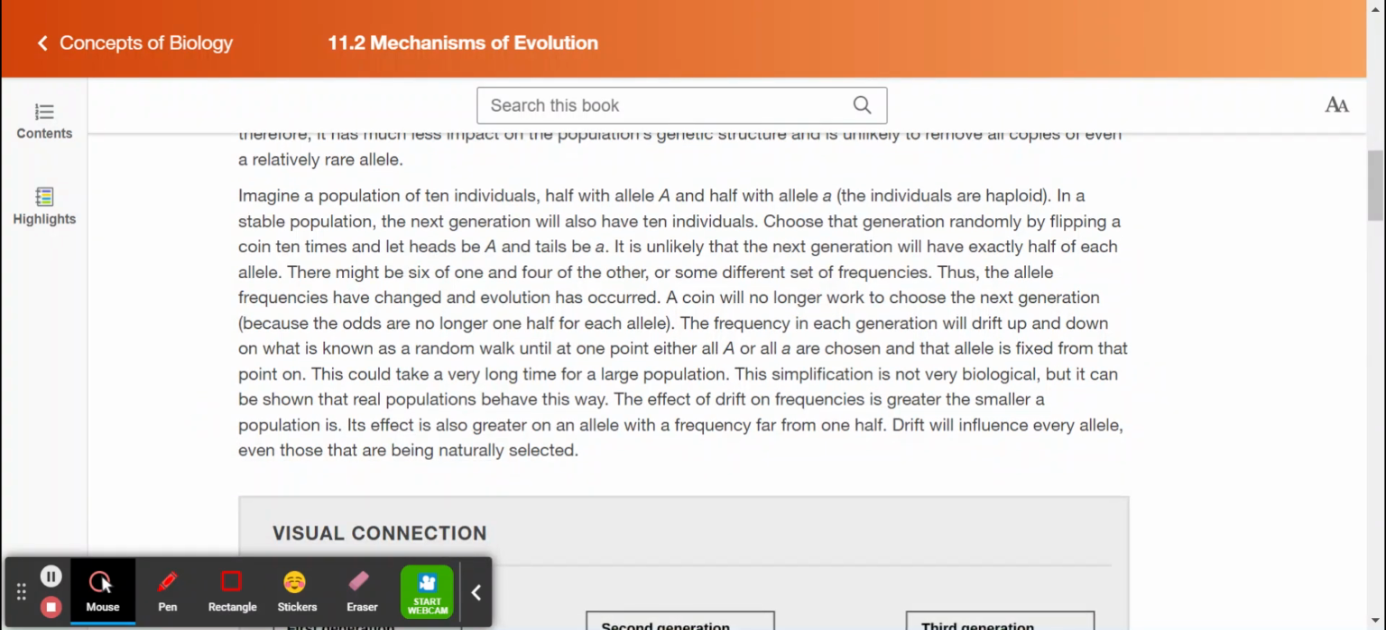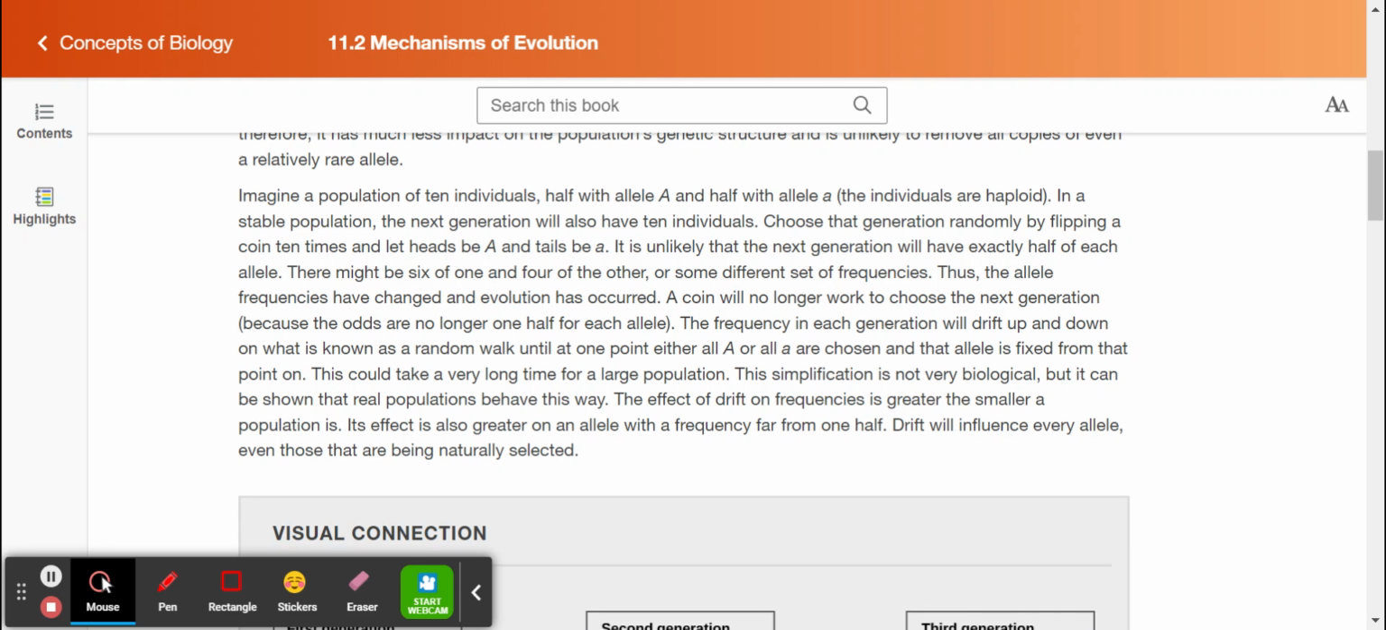Imagine a population of 10 individuals, half with allele A and half with allele little a. So one dominant and one recessive. The individuals are haploid. In a stable population, the next generation will also have 10 individuals. Choose that generation randomly by flipping a coin 10 times and let heads be big A and tails be little a. It is unlikely that the next generation will have exactly half of each allele.